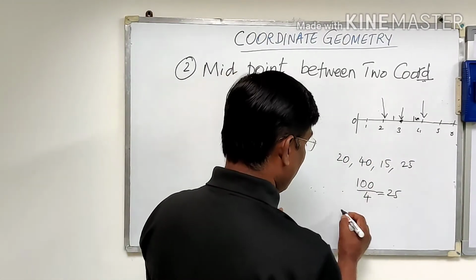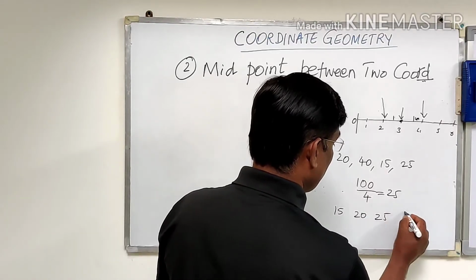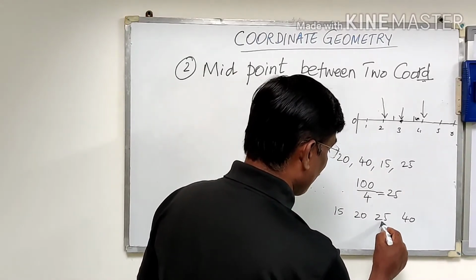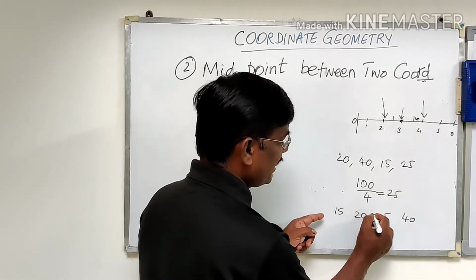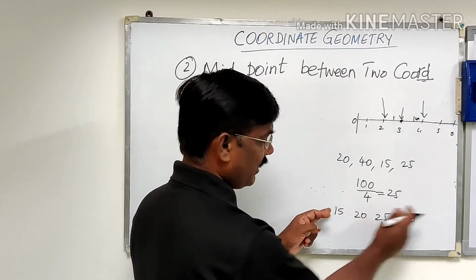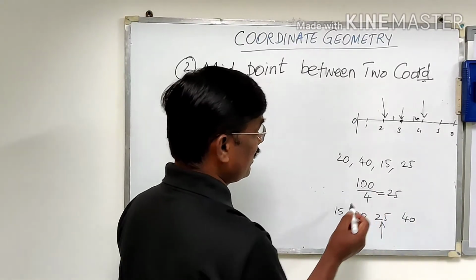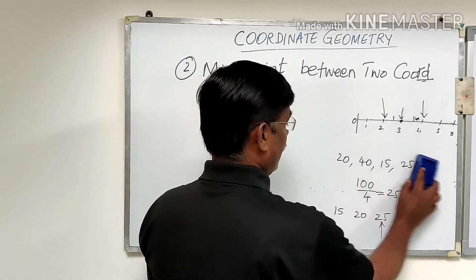We can arrange them as 15, 20, 25 and 40. So 25 is the mid value of the range from 15 up to 40. If you take this range, 25 will be at the center. How have we found it? By taking the average.